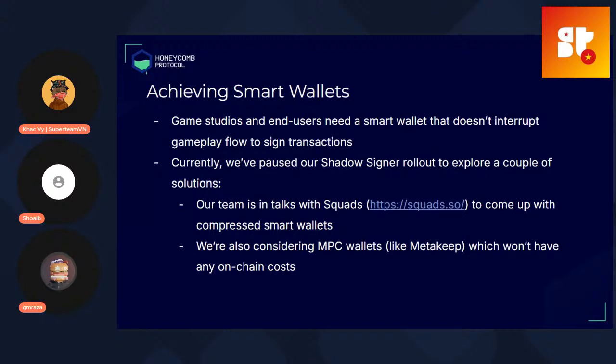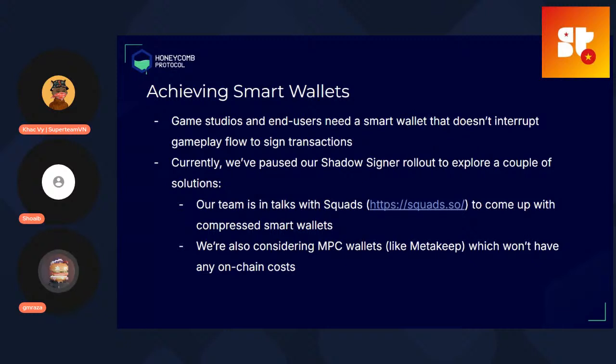One of them is we are working with the Squads team to have their programmable wallets in a compressed manner. They are basically using ZK compression for that. When you talk about a smart wallet or wallet abstraction, you have two kinds of wallet abstractions. One is on-chain, something like Squads' smart wallet, where you have all the programmability configured and governed on-chain, and then you have off-chain wallets like MPC wallets, for example, MetaKeep and whatnot. So we are trying to build a mix of both of them.